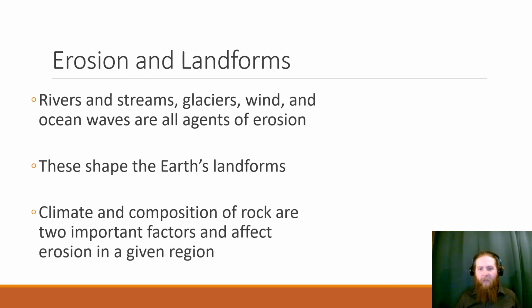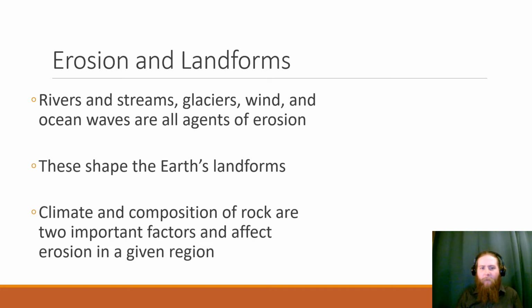So erosion has a very pronounced effect on the earthscape and the landforms that we see. Things like rivers and streams, glaciers, winds, and ocean waves are all agents of erosion. They are all breaking down and moving things from one area to another. This shapes the mountains, the beaches, all of the landforms.